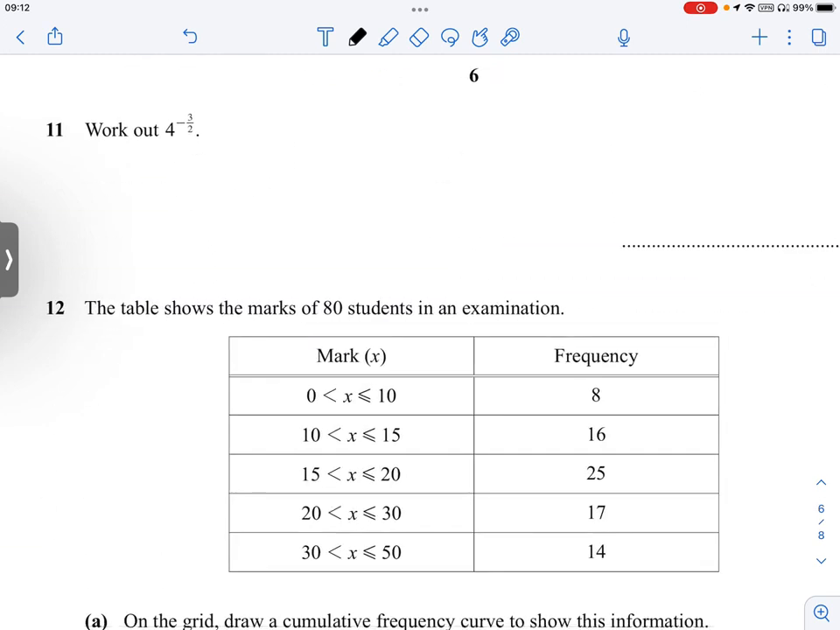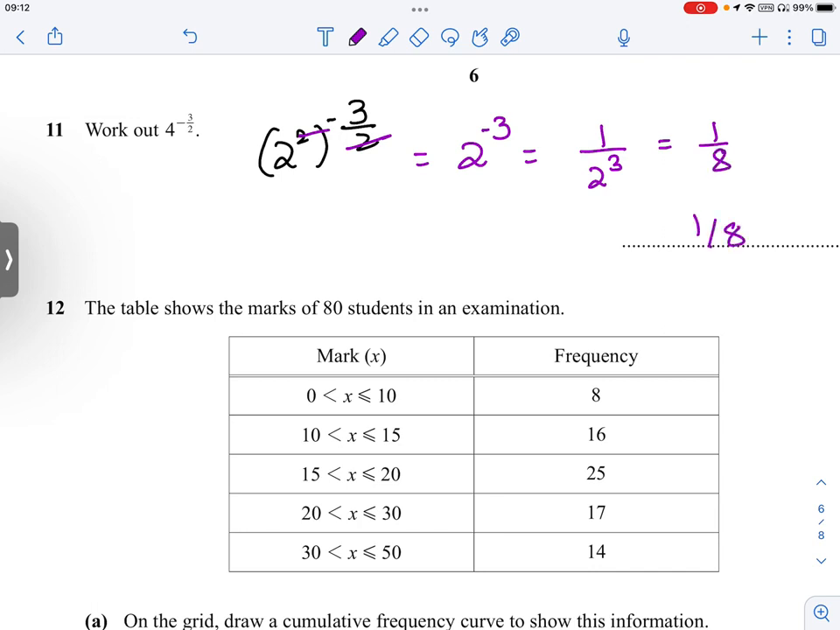Now 4 power minus 3 by 2. 4 is 2 square, whole power minus 3 upon 2. We can take 2 and 2 cancels. I'm left over with 2 power minus 3. 2 power minus 3 is 1 upon 2 cube. 1 upon 2 cube is 1 upon 8. So the answer is 1 upon 8.